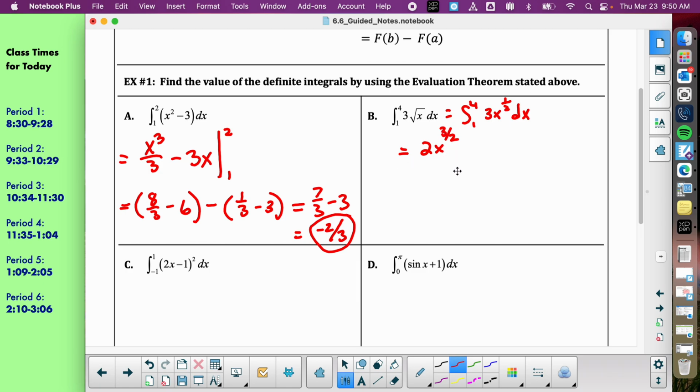thing was over 2. Okay, so yeah, you add 1 to the power, and then that'll become 3 halves, and then you need to multiply by 2/3. The 3's cancel out. And we're going to put a bar at the end to signify 1 to 4. And then it's like 16 minus.